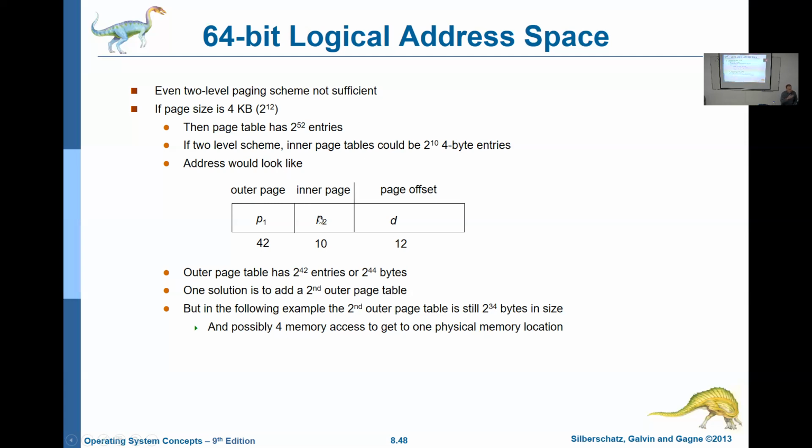Is it because it's 4 byte entries? It is actually 2 to the 12. Yes, this is interesting what he's saying. Is he saying like word entries as opposed to byte entries?